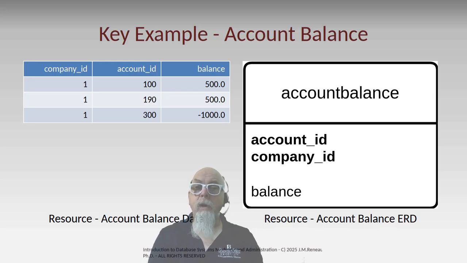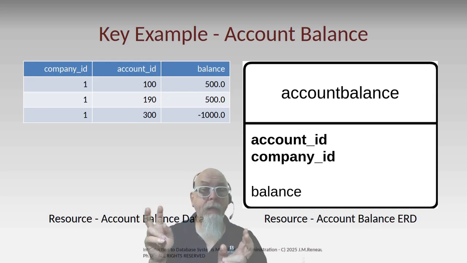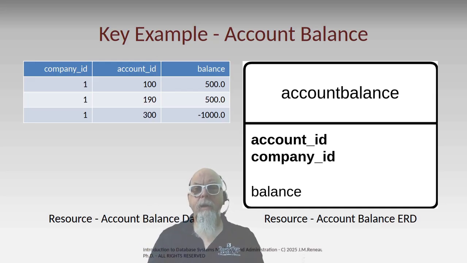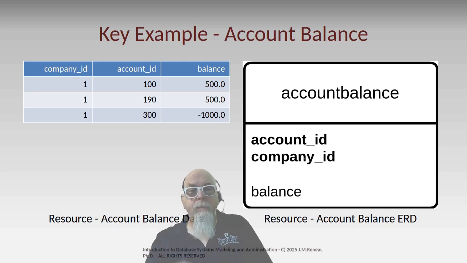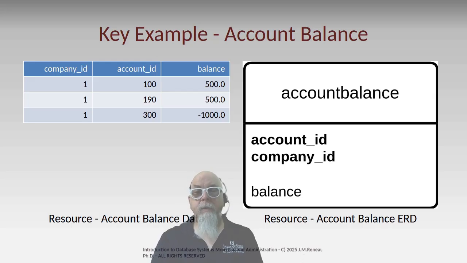So we could create a surrogate key, row number or balance number or something of that sort. But in this case, I think by concatenating the account ID and the company ID together into a composite key, I think that would work really well for us. And you can see how that is described in the entity shape as we move into our logical data model.